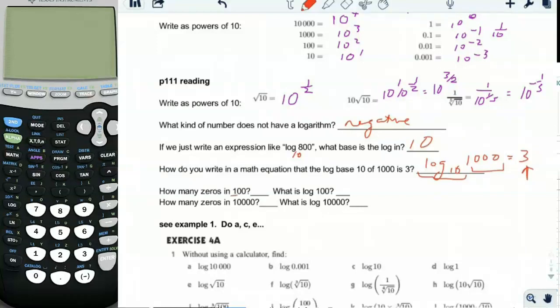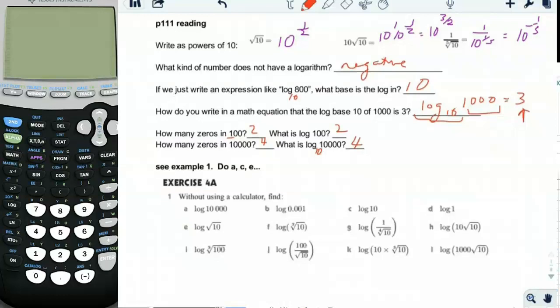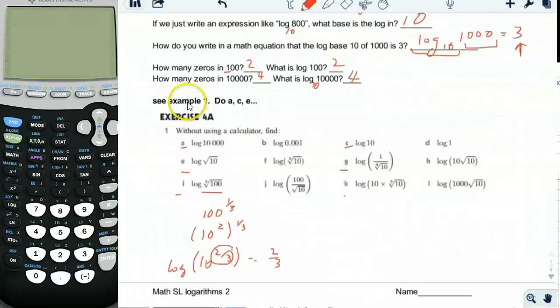How many zeros in 100? 2. How many zeros in 10,000? 4. What is the log of 100? 2. What is the log of 10,000? And here we're talking about log base 10, of course. 4. Okay? So whenever you have a base 10 and you say, what's the log? Basically what you're asking is, how many zeros in that number? Okay? It gets more complicated if it's not an exact power of 10.